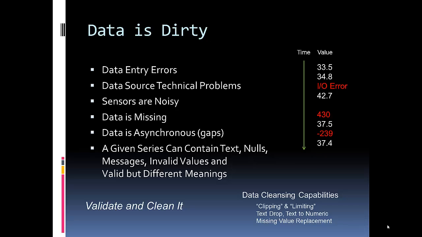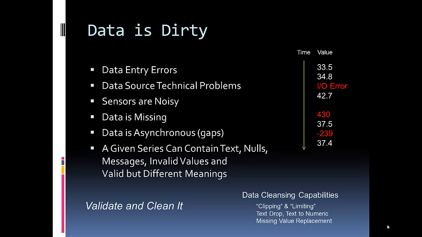And any tool that's worth its salt is going to be able to handle this. So some of the capabilities that we provide to validate and clean it would be clipping and limiting. So for example, the 430, which is 10 times too big, presuming that in absence of any other knowledge that is actually an error, you could clip it or limit it.